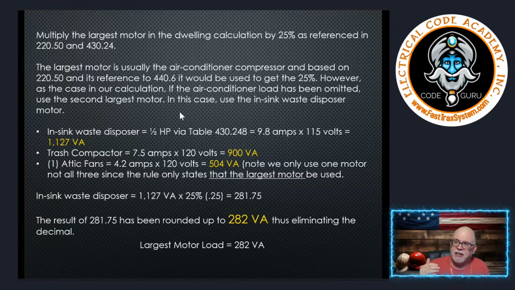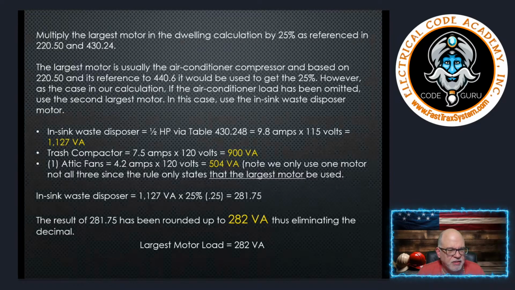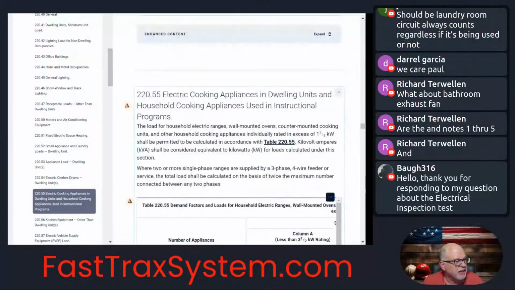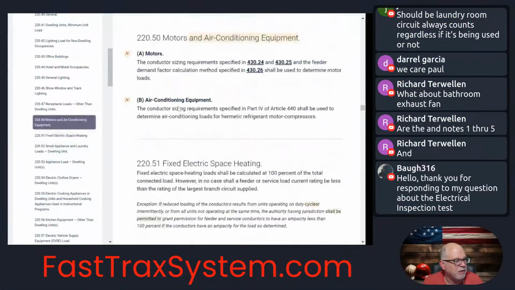So when you look at 220.50, put a little star next to that if you want, it reminds us to look at 430.24, which is where you have multiple motors. And it reminds us to take the first motor at 125%, but we haven't taken any motor at 125%. At best, we've taken them at 100%. So we've got to get that little 25% somewhere, right? So what do we do? All right, well, let's go look at the code, because this is one of the most confusing areas of the code for people. Let's go look at 220.50 and see where we get that language. Right here.